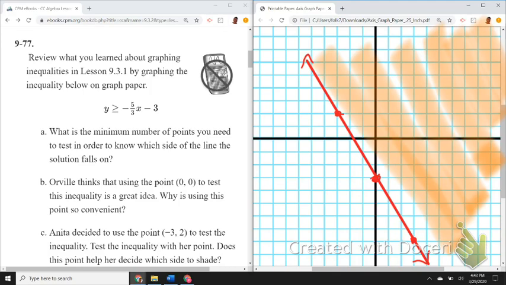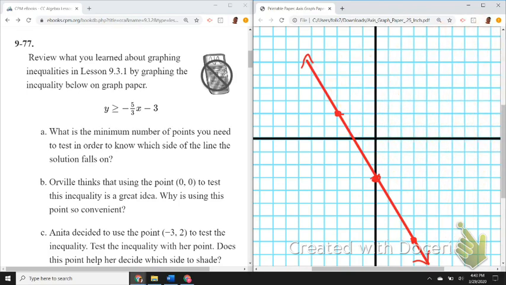So question A says, what is the minimum number of points you need to test in order to know which side of the line the solution falls on? You actually need to test only one point. We haven't talked about testing points yet, but we're going to jump right into that here with problem B. Orville thinks that using the point 0, 0 to test this inequality is a great idea. Why is this point so convenient?